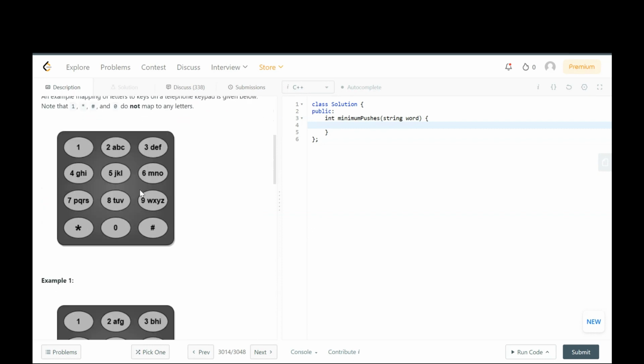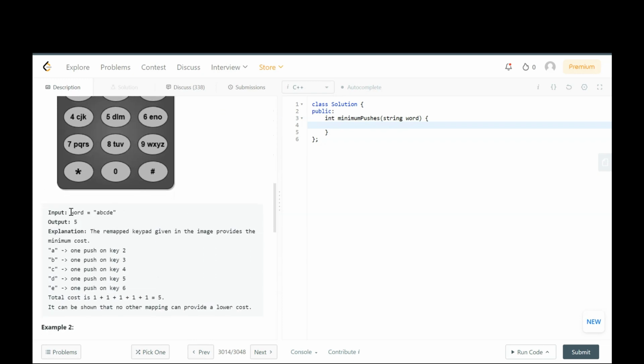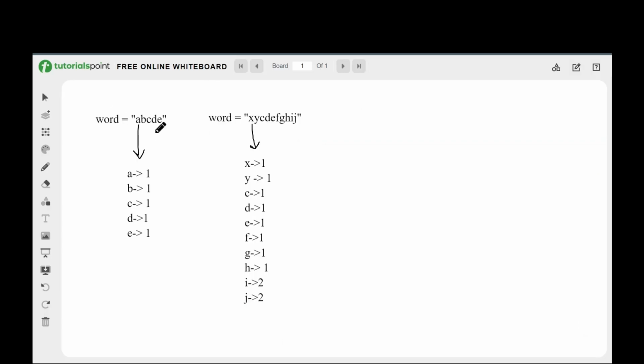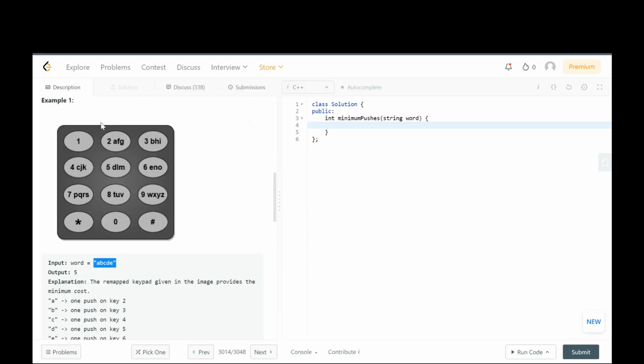Okay. So the question is stating that we have a word and we need to rearrange these keypad letters in such a way that the word takes the minimum number of pushes. For example, if we have the word A, B, C, D, E, first of all we need to understand that for any given keypad only 8 numbers can be mapped, that is from 2 to 9, right? So 1, star, 0 and hash are not mapped with any letters.